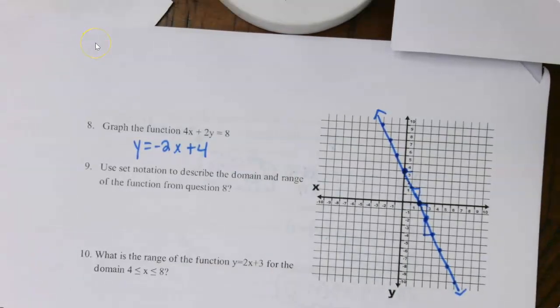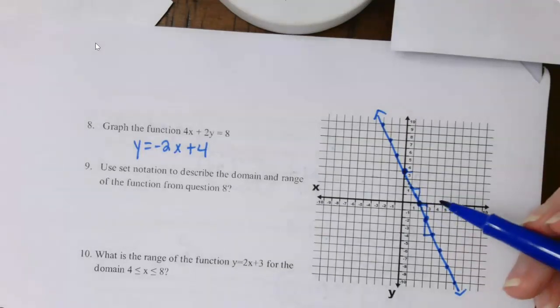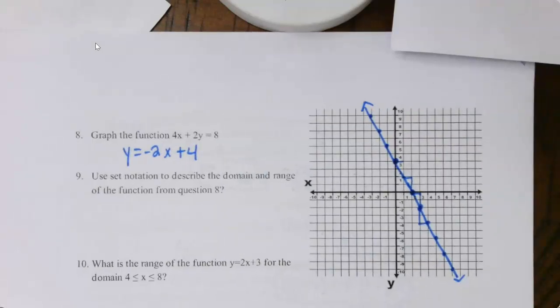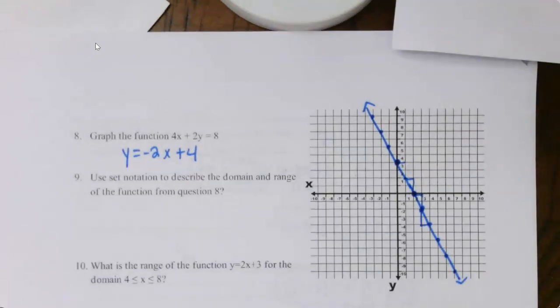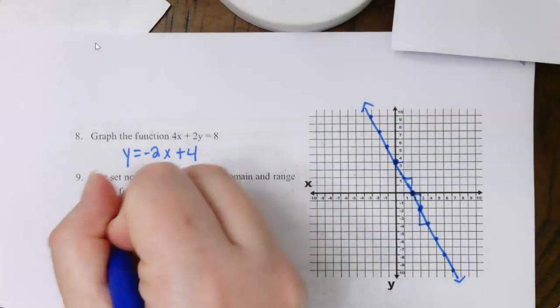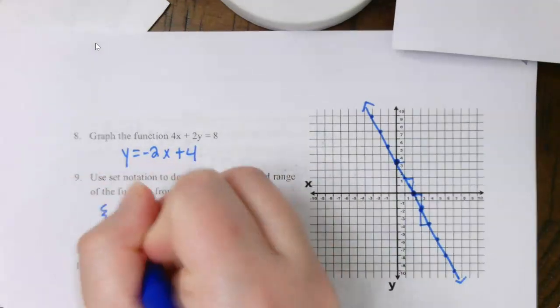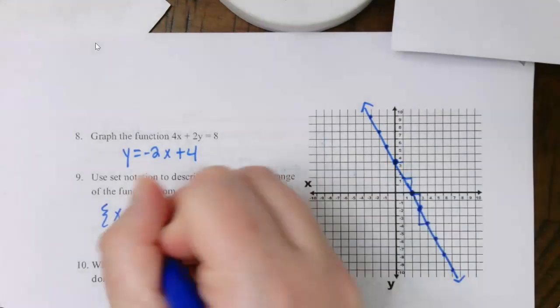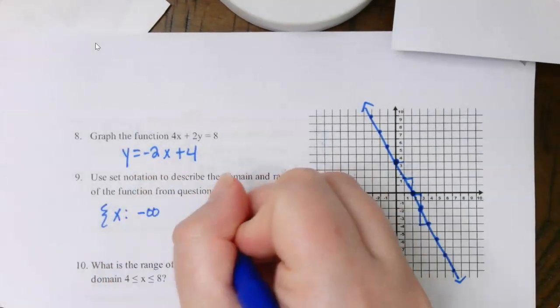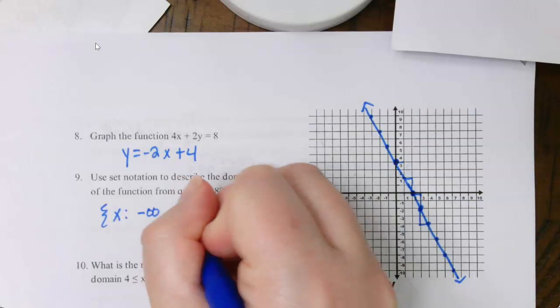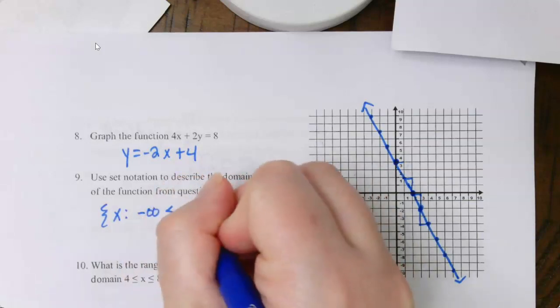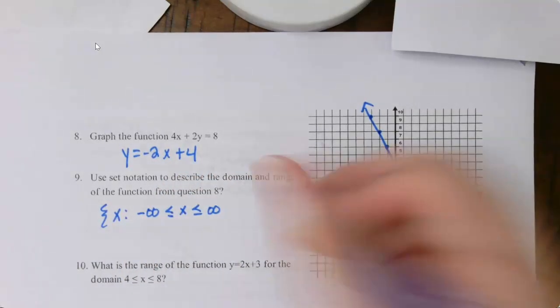Number 9 says use set notation to describe the domain and range of the function from question 8. Okay, so this is a linear function. Linear functions are going to have a domain and a range of all real numbers. So in set notation, what does that look like? The domain is going to be x between negative infinity and positive infinity.